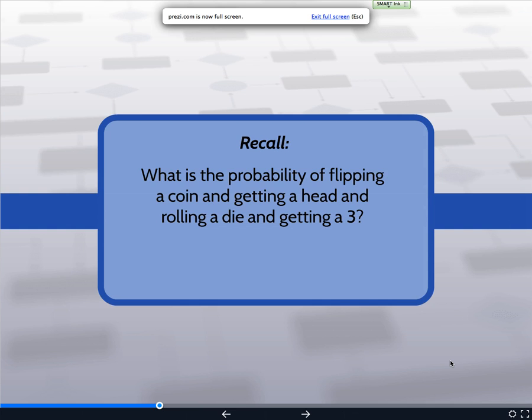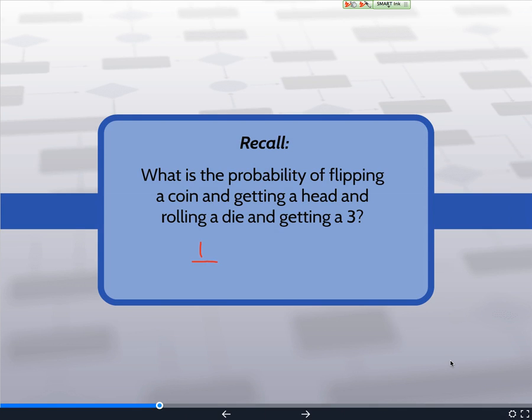Okay, so they're two separate things, right? So what's the probability of getting a head? 1/2. Yeah. I thought you said 1/2, and I was like, yeah. All right. And then what's the probability of rolling a 3 on just a normal die? 1/6.